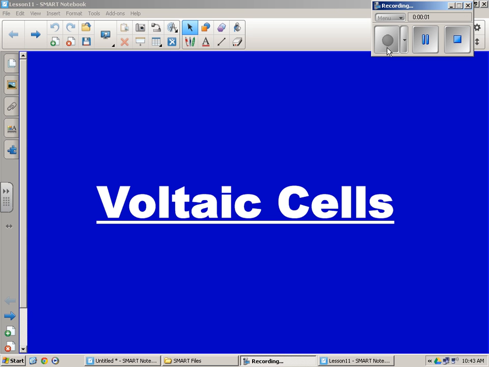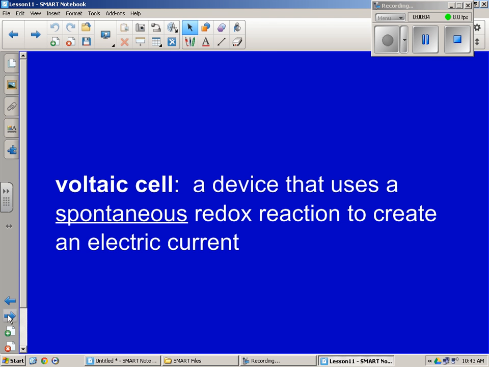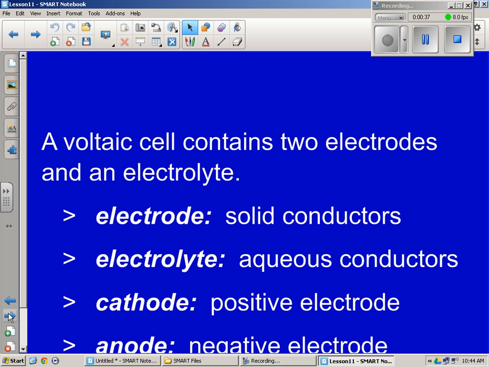Voltaic cells, aka batteries. A voltaic cell is a device that uses a spontaneous reaction. This is important, all right? So voltaic cells are spontaneous reactions. Make sure you know that. Very important. A redox reaction creates an electrical current. So we think about spontaneous reactions, and we know that something loses electrons, something gains electrons, and we use that current to power something like our car battery, or our AA batteries, or C battery, or whatever.